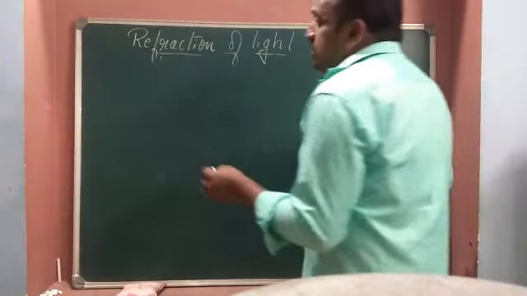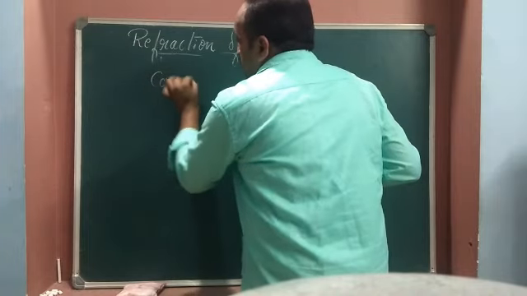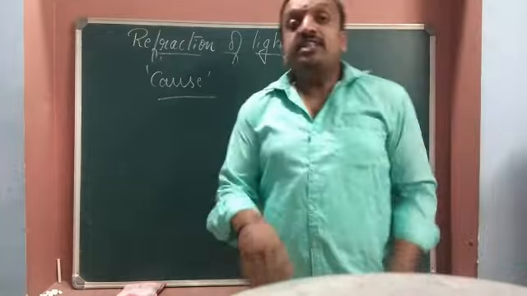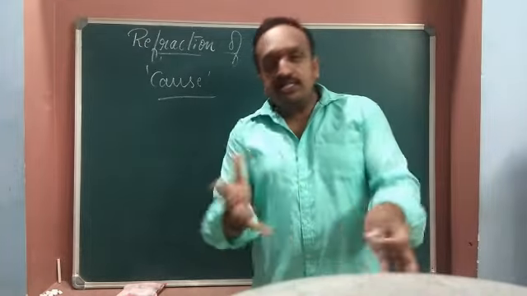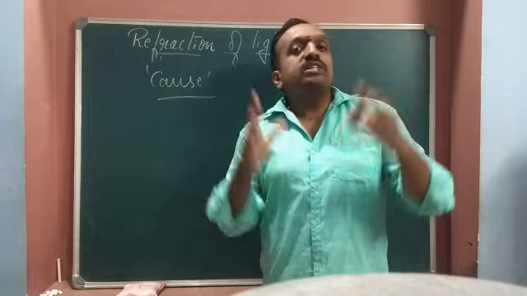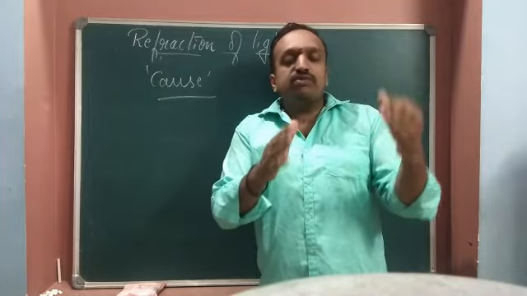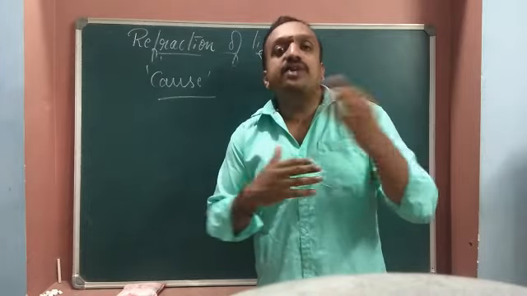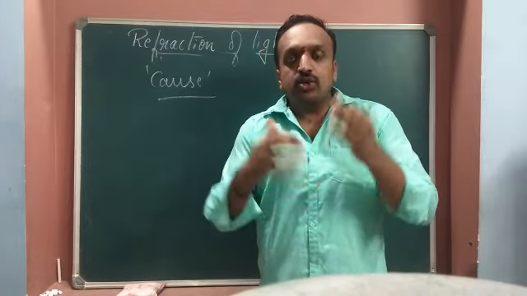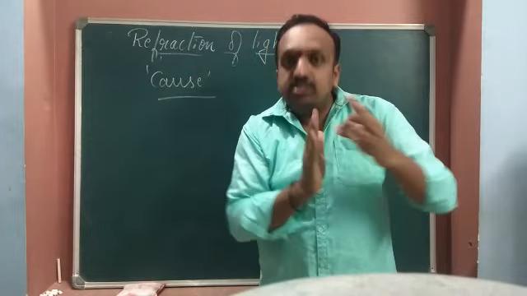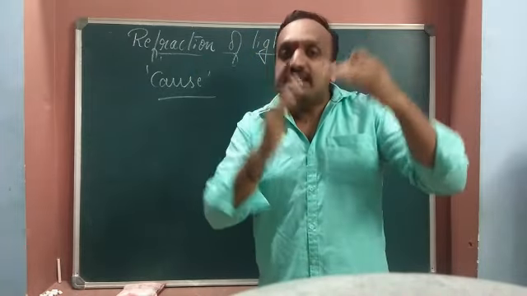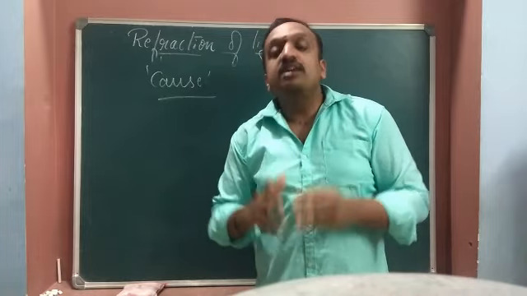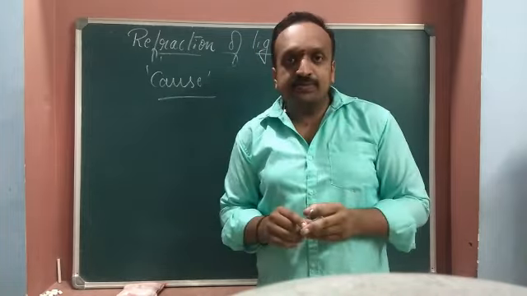Now, what is the cause for this refraction? It means, why does this refraction occur? This occurs because when the ray of light is passing from one medium to another medium, the speed of the light varies. So, if it is bending towards the normal, the speed decreases. If it is bending away from the normal, the speed increases.